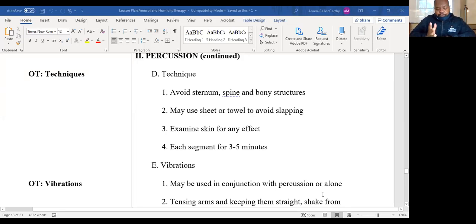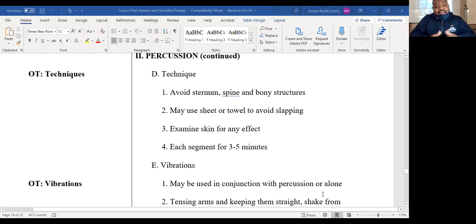So with the technique, you want to avoid the sternum, the spine, and other bony structures. You don't want to be hitting on somebody's sternum, their spine, or other bony structures in their body. You may use a sheet or a towel to avoid the slapping sound. Sometimes you can get one of those little hospital towels, fold it up, and lay it on the patient, and then it's a sound like that. Not a slap. Hear that? That's how it should sound.